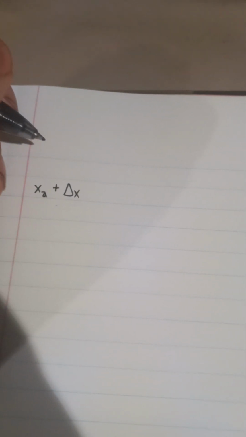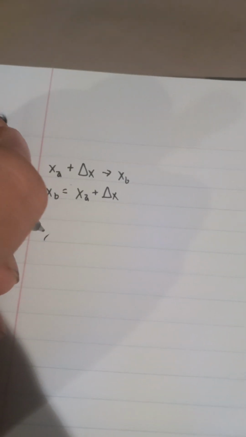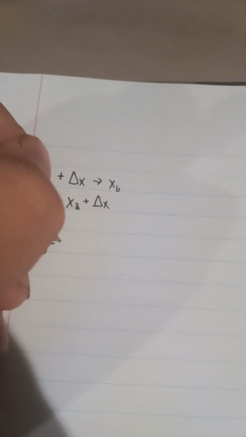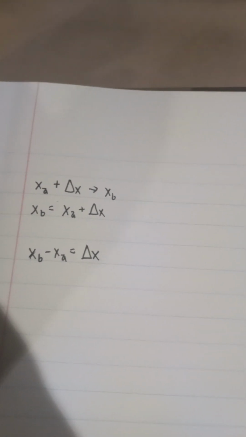So say we have some value. We're going to call it x sub a. And if we added some change to it, like a change in x, which we're going to call delta x, we'd imagine that we would get a new value, which we're going to call x sub b. And of course, what this means is that x sub b is equal to x sub a plus some change in x. And by the rules of algebra, we could have also rewritten this as x sub b minus x sub a is equal to delta x. Fairly straightforward so far.